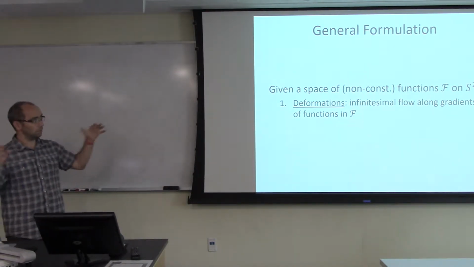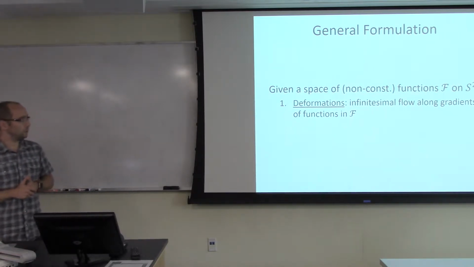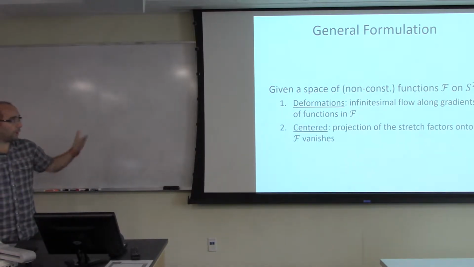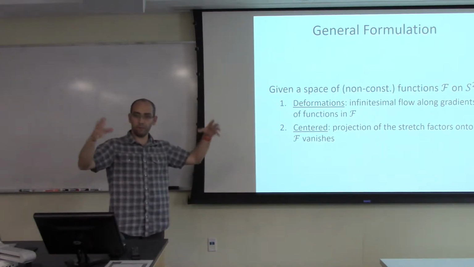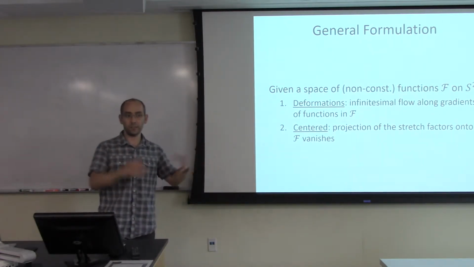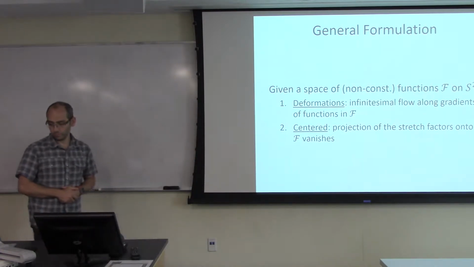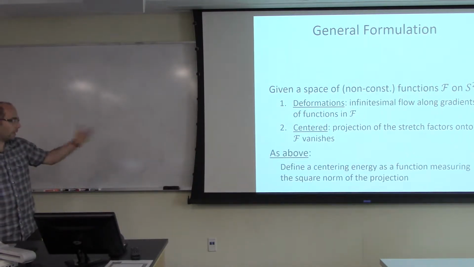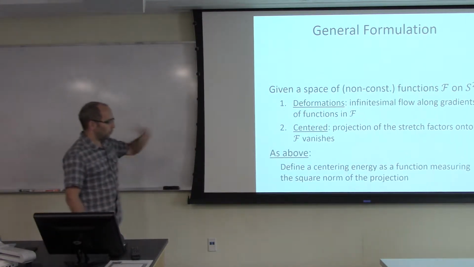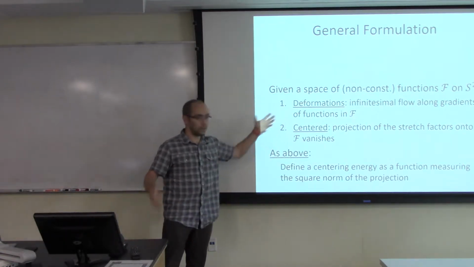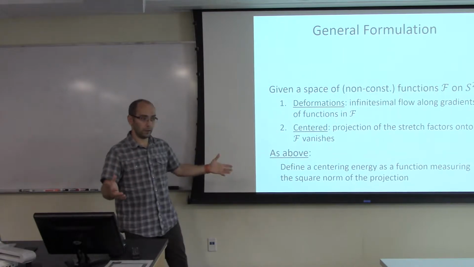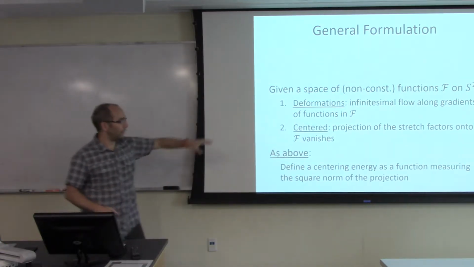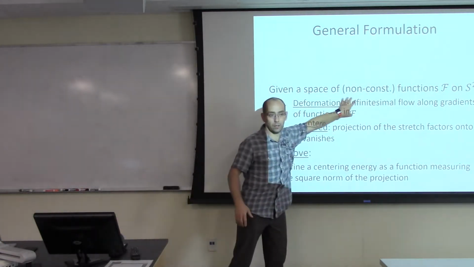Infinitesimally, let's look at the set of deformations as such. I can also define what it means to be centered. I'm going to say it's centered if the projection of the conformal factors onto the space of functions vanishes. Then we define a centering energy by taking our scale factors, projecting them onto this space, and looking at how big they are. That's something we want to minimize by allowing ourselves to deform by flowing along these vector fields.